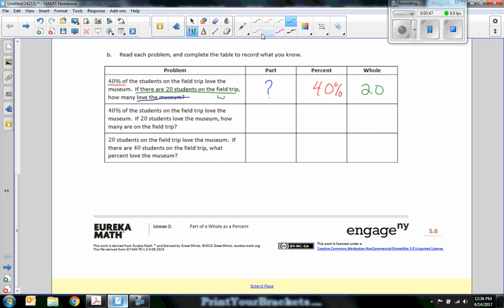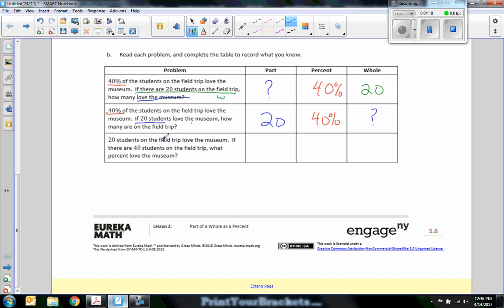Okay. 40% of the students on the field trip love the museum. There's my percent. So I'll put 40%. I know the percentage. If 20 students love the museum, so it says 40% of the students love the museum. If 20 love the museum, that is my part. So that is my part right here. So that's 20. How many are on the field trip? That is my unknown.